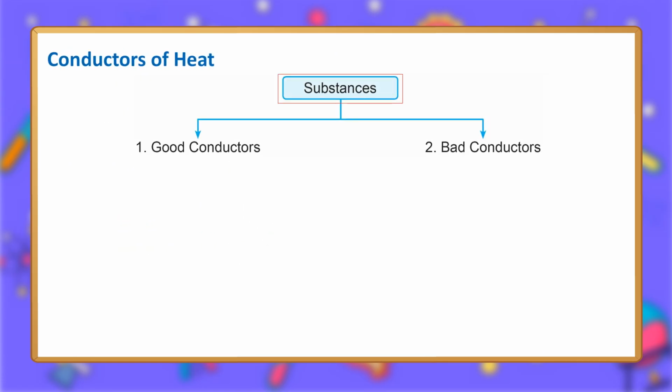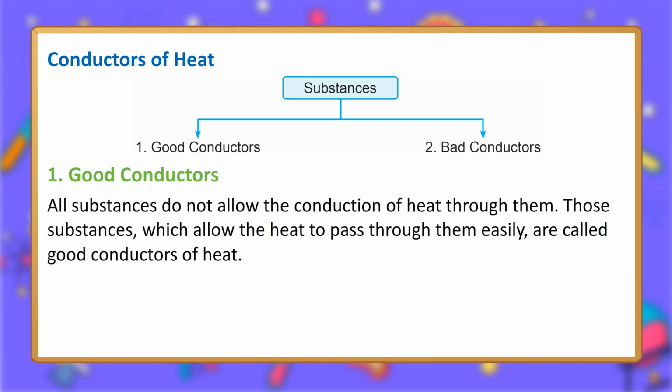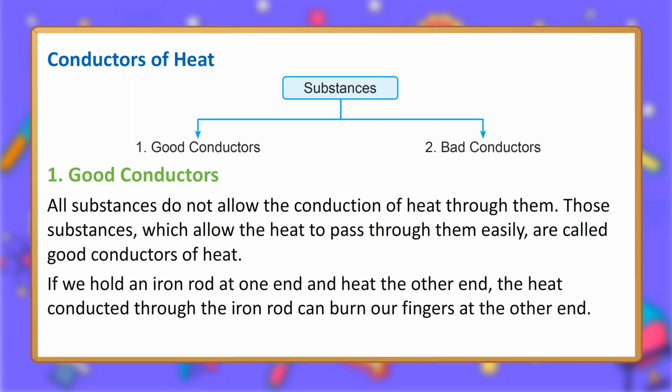Conductors of heat. Substances are of 2 types: 1. Good conductors, 2. Bad conductors. 1. Good conductors. All substances do not allow the conduction of heat through them. Those substances which allow heat to pass through them easily are called good conductors of heat. If we hold an iron rod at one end and heat the other end, the heat conducted through the iron rod can burn our fingers at the other end. Thus, metals are good conductors of heat.